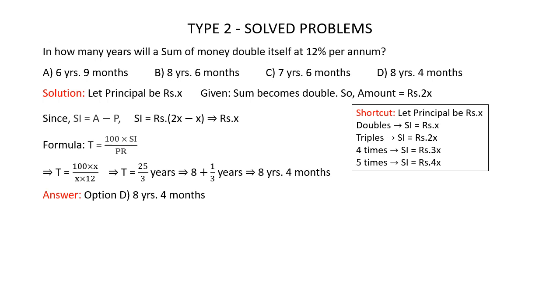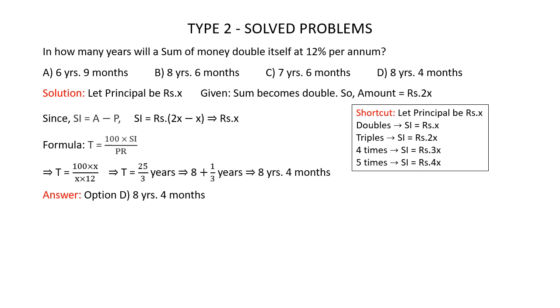So in the question it's given that the sum of money doubles itself. Now we do not know what is the sum of money. That is, we do not know what is the principal. So let's assume that the principal is rupees X. It's given that the principal becomes double. That is, the amount is rupees 2x. Now, if principal is rupees X, then amount can be rupees 2x only if the simple interest is also X. So simple interest is rupees X. Now it's given that the rate of interest is 12% per annum and we are asked to find the time.